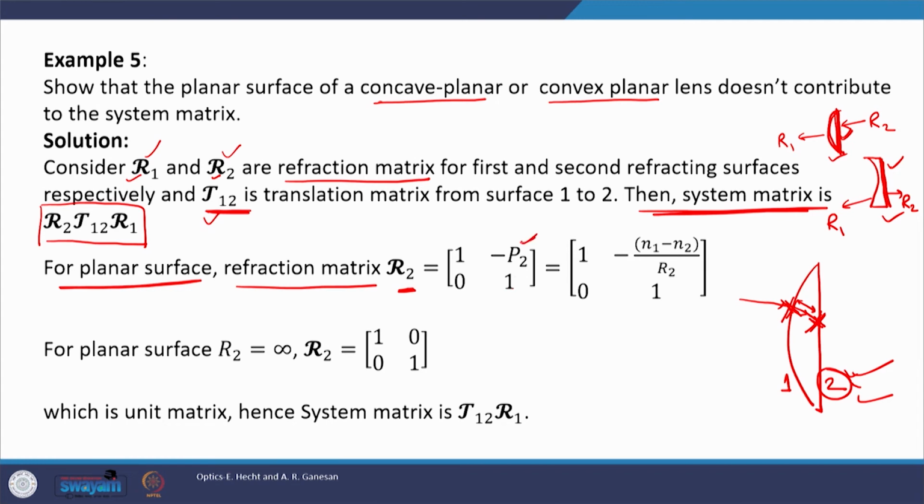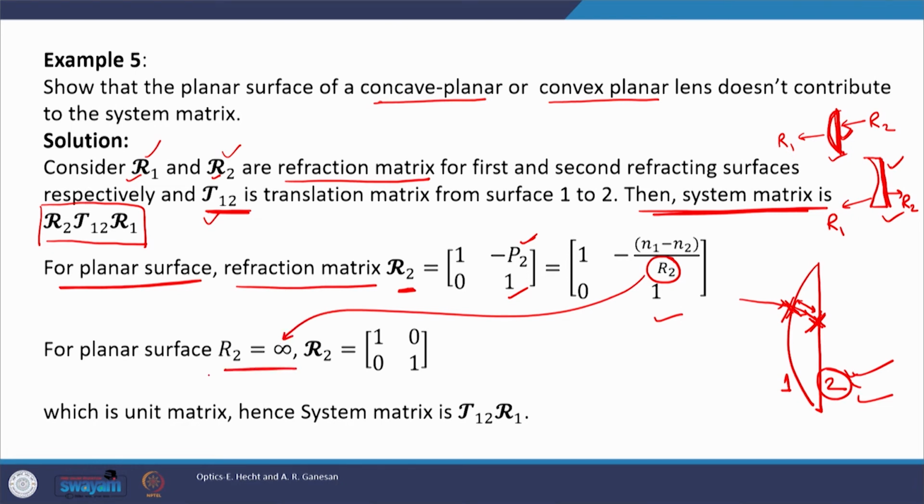P2 is the power of the second refracting surface, or the power of a planar surface. We know the expression of P2: it is (n1 minus n2) by R2. Now, what is R2? R2 is the radius of curvature of the refracting surface. What is the radius of curvature of a plane? Of course, it is infinity, isn't it? Therefore, we will replace R2 with infinity.